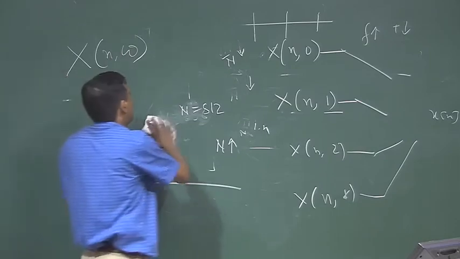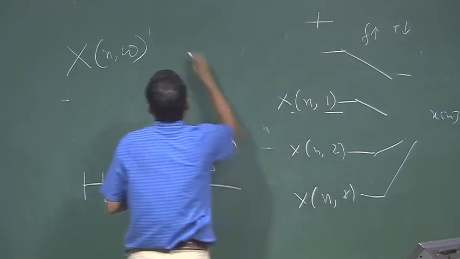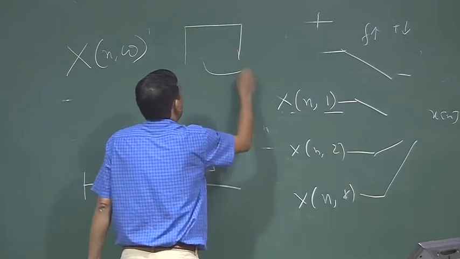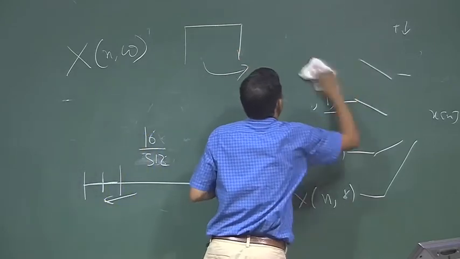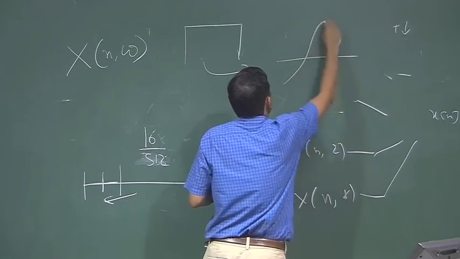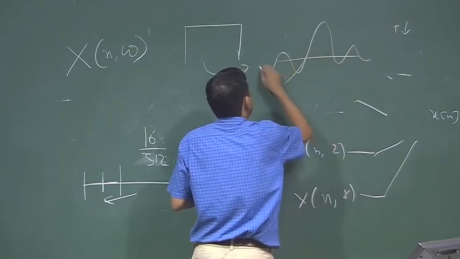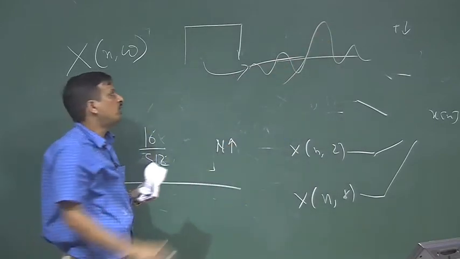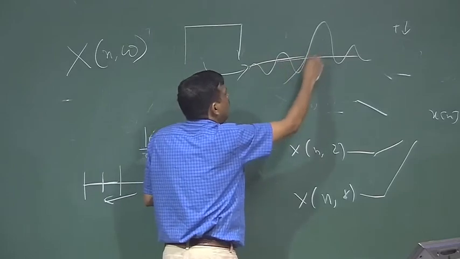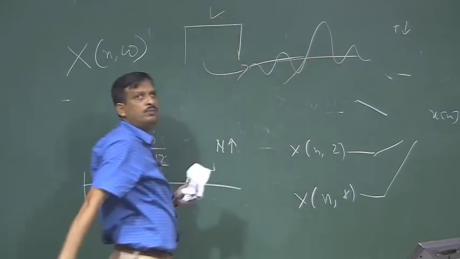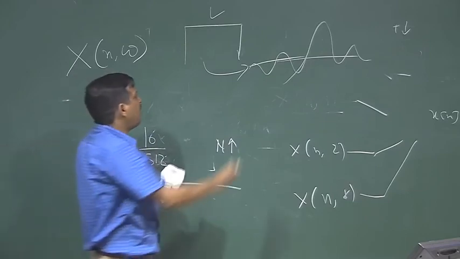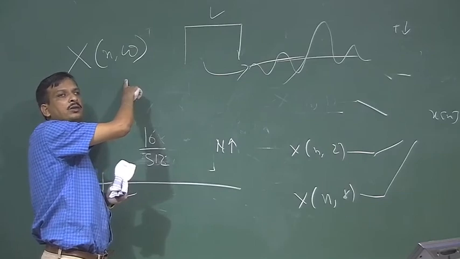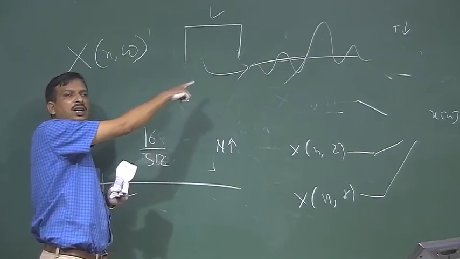Suppose I have a rectangular window. What is the frequency transform of the rectangular window? It is nothing but a sinc function. There is a peak, the main lobe, and there are side lobes. The main lobe width depends on the length of the window. That will be convolved with the frequency response of the original signal. So the effect of the window will always be there.